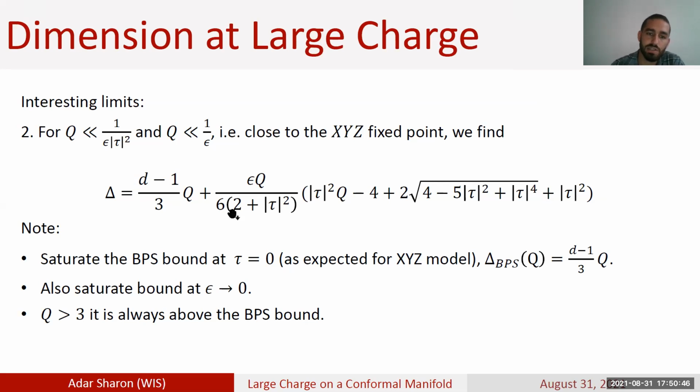And as a final check, the BPS bound is always a lower bound. And so you expect delta to always be larger than the BPS bound, even if it isn't saturated. And indeed, at least for Q larger than 3, the dimension we found is always larger than the BPS bound. But this is not always true for Q smaller than 3. So we're going to discuss this later on.